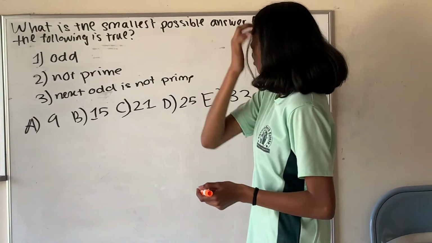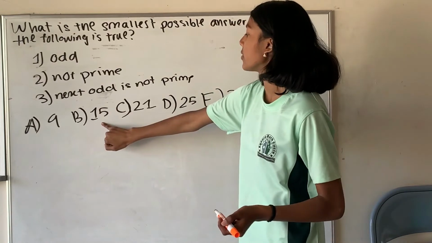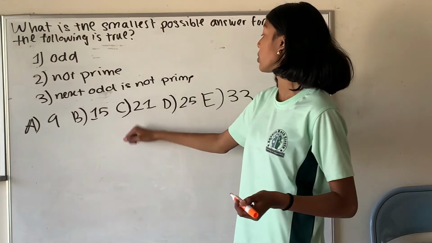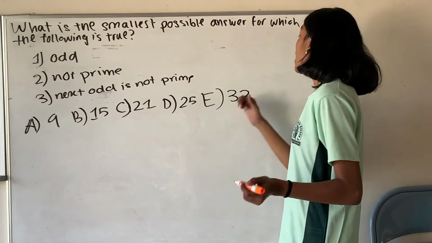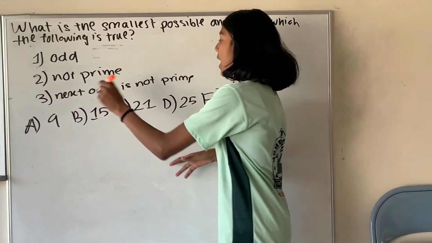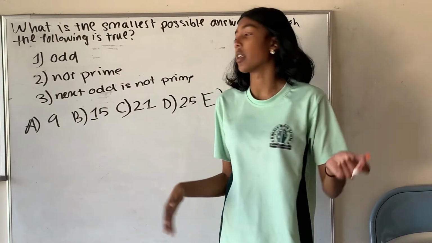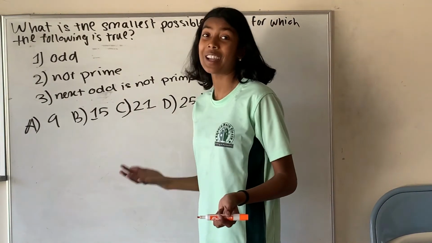And then let's move on to non-prime. All of these are not prime. 9 is divisible by 3, 15 is divisible by 3, 21 is divisible by 3, 25 is divisible by 5, and 33 is divisible by 3. So now let's move on to our last one. The next odd is not prime.